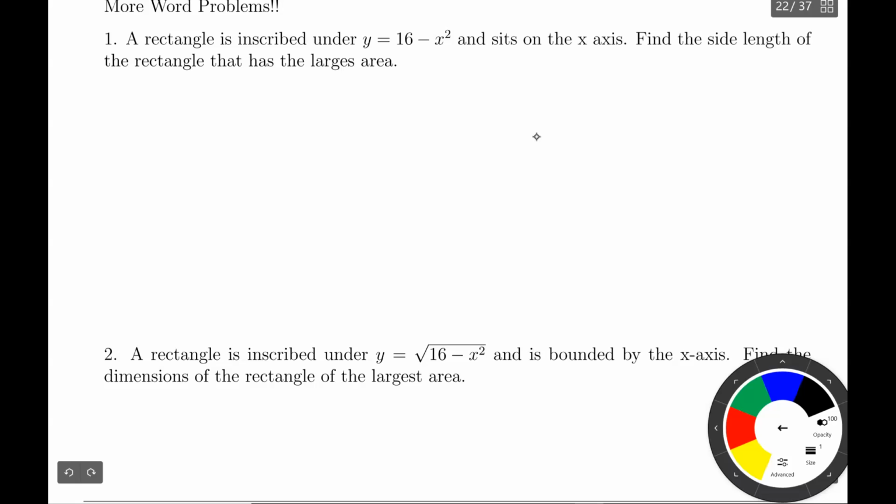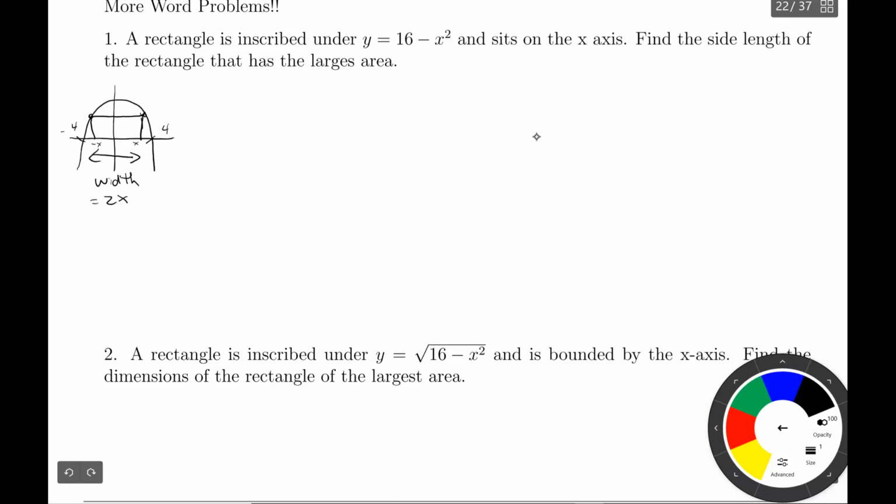Okay, so we've got this parabola, 16 minus x squared, and I'm going to inscribe a rectangle underneath. So the edges of the rectangle are here, whereas these would be the x values of 4 and negative 4. So the width of the rectangle will be 2x. These are the same x value from here to here as from here to here. They're the opposite. So the width is 2x.